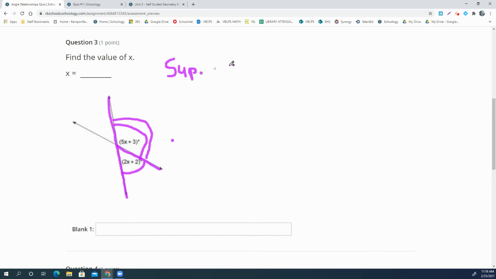Supplementary. I'm not going to write out the whole word. They're also a linear pair. Linear has the word line in it. Linear pair. And I'm just going to write PR because my hand's getting tired. So it's a pair of angles that form a straight line. Straight lines always equal 180 degrees. So we're going to add these two up. 5x and 2x make 7x.